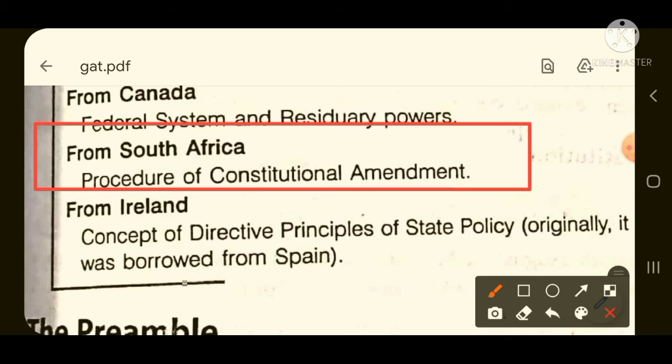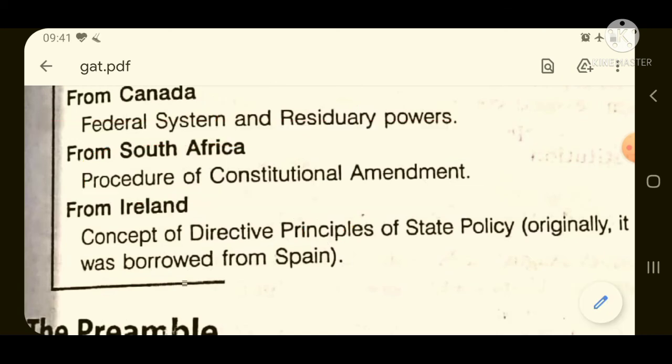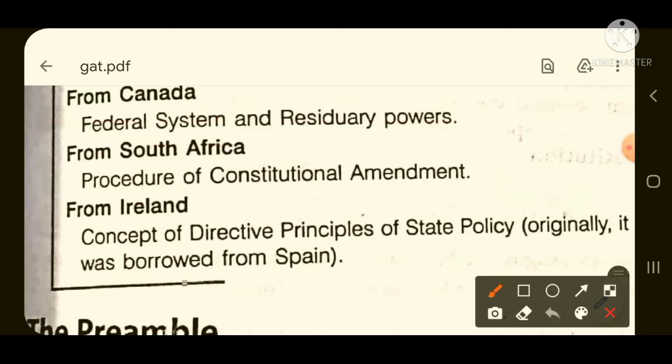South Africa also has a process of amending its constitution. In the same way, we can also amend our constitution if necessary, by seeing the majority in the parliament. Both Lok Sabha and Rajya Sabha have to agree if any amendment takes place. This has also appeared in previous year question papers: the procedure of amendment we have taken from which of the following countries.